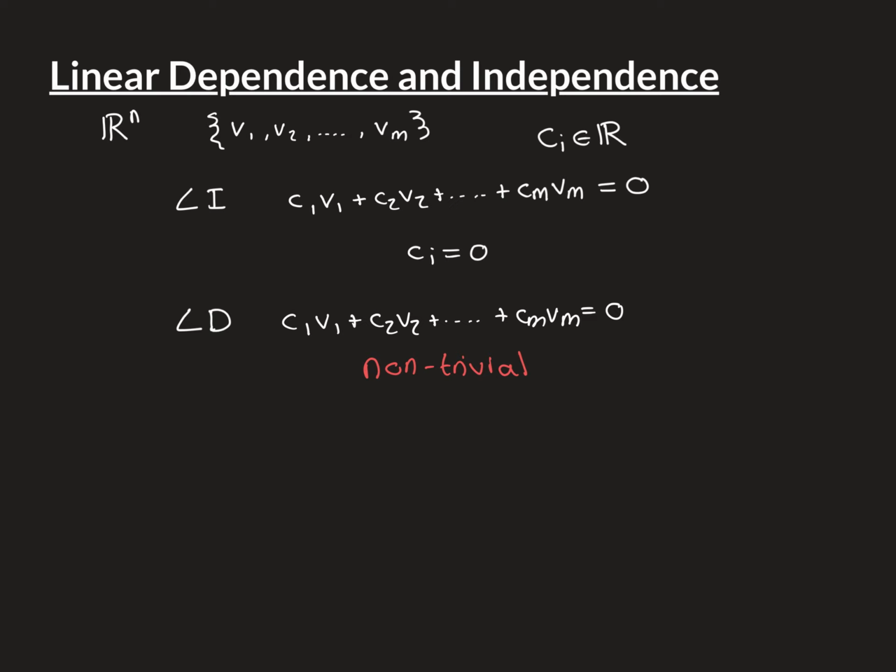So if for your set of vectors there is a non-trivial linear combination that makes the 0 vector, then your set of vectors is said to be linearly dependent. If there is no such non-trivial linear combination, and the only linear combination that does make the 0 vector is this trivial one, then you say that your collection of vectors is linearly independent.